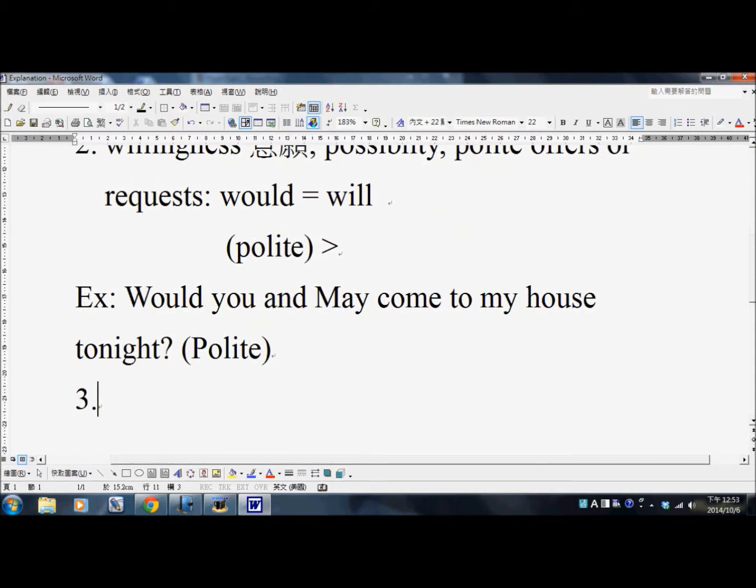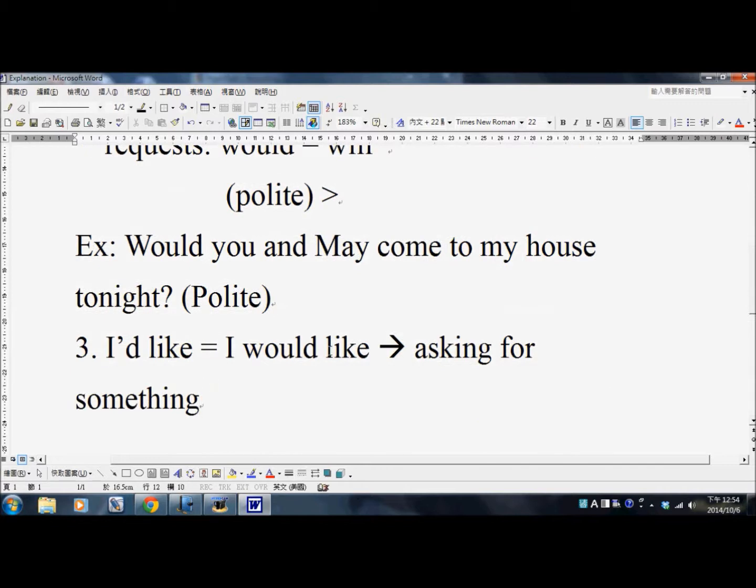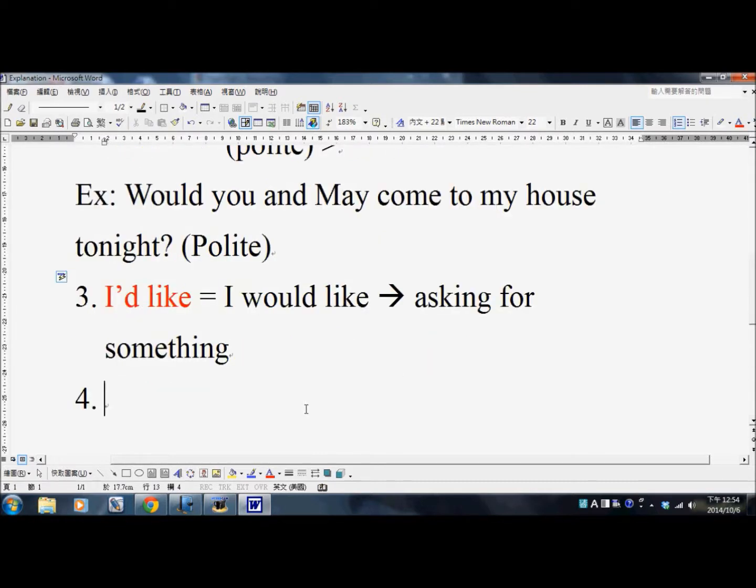Number three, we can use would in expressions such as I'd like. This is short for I would like. Normally when we want something, I would say I would like to ask for something. This is for asking for something. We will use I'd like, I would like. Normally people will say I'd like. Alright? Now, I'll give you some examples.